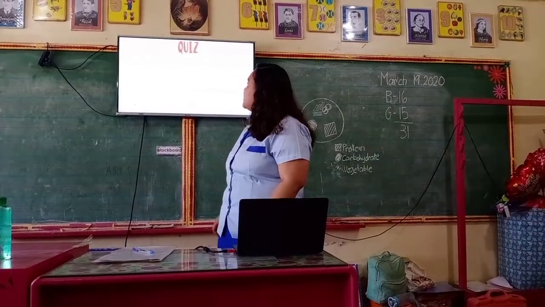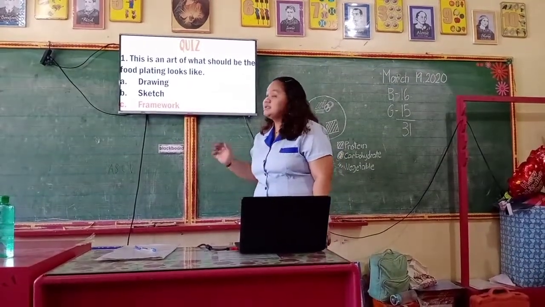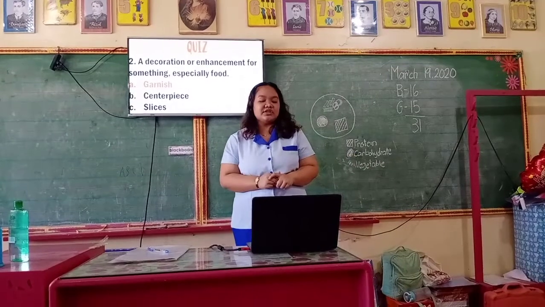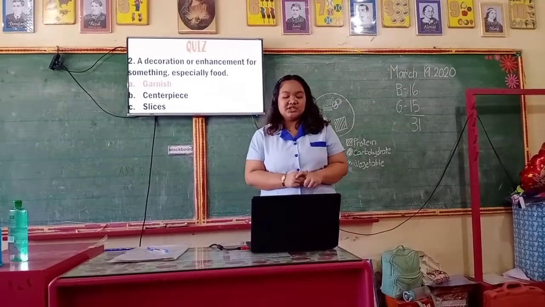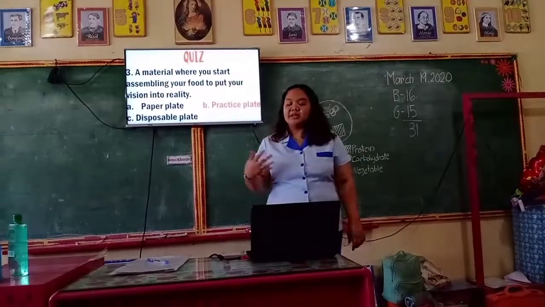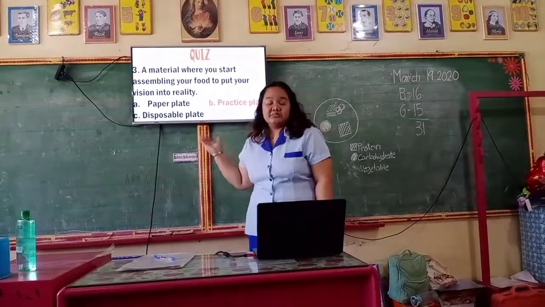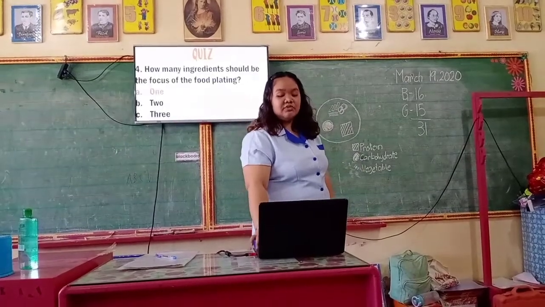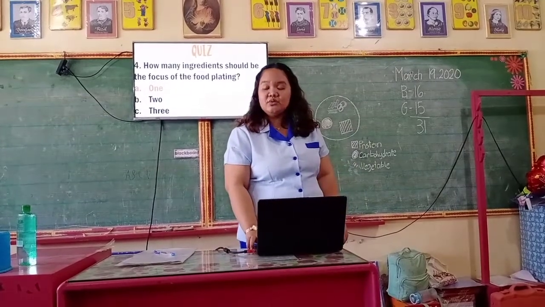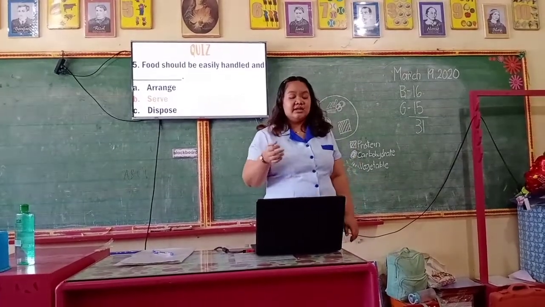Okay, so let's answer. For number 1, art of what should be the food plating looks like. Correct answer, letter C, framework. Number 2, a decoration or enhancement for something, especially food. The correct answer is A, garnish. Number 3, a material where you start assembling your food to put your vision into reality. Correct answer, letter B, practice plate. Number 4, how many ingredients should be the focus of the food plating? Correct answer, letter A, 1. And last, food should be easily handled and correct answer, B, serve.